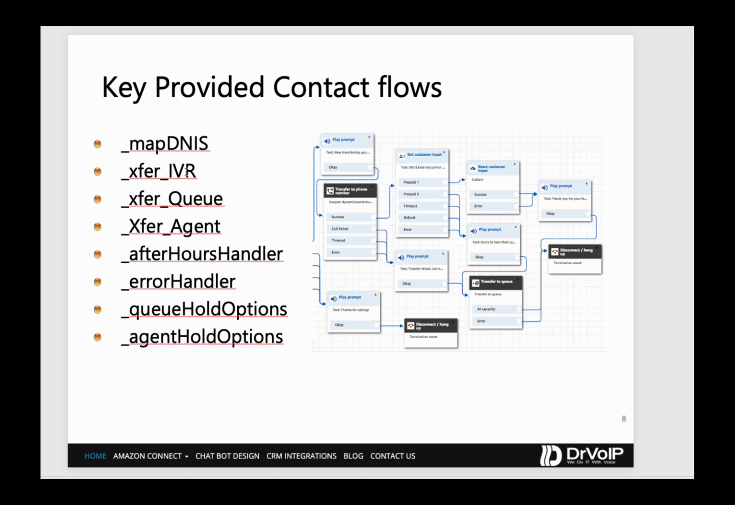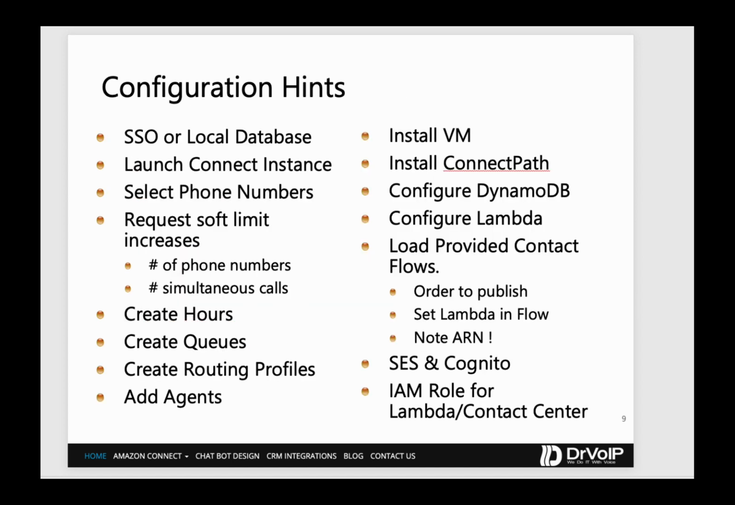The ones that we're providing include the main one, which is this map DNS, which we'll explain, transfer to IVR, transfer to queue, transfer to agent, an after-hours call handler, an error handler, queue hold options, and agent hold options. These are contact flows that we're going to dynamically reconfigure, and that's the whole purpose of this tutorial, and all of this content is being made available on the website.